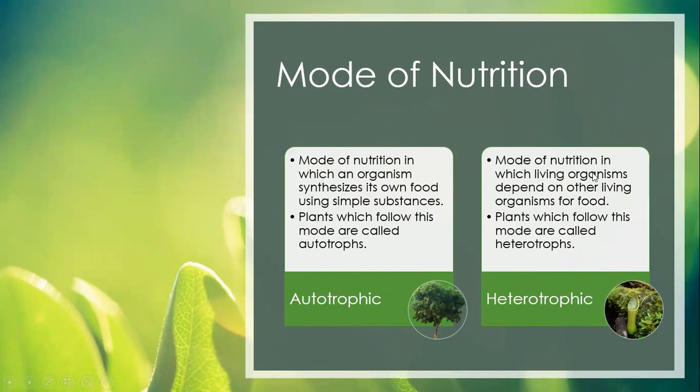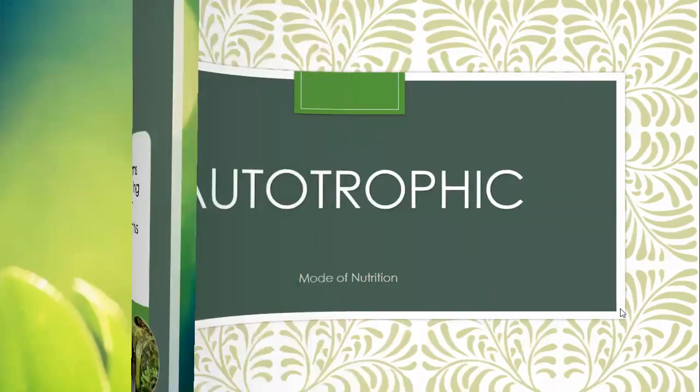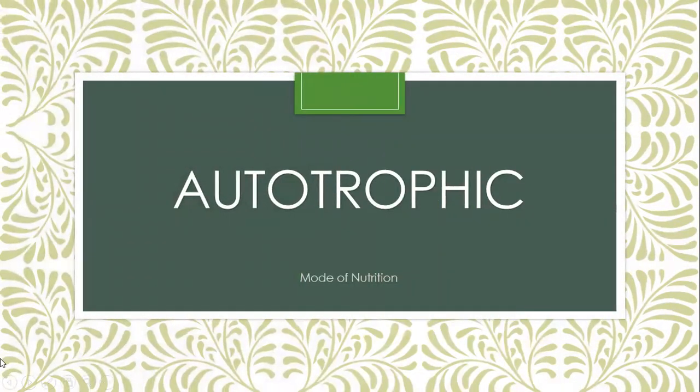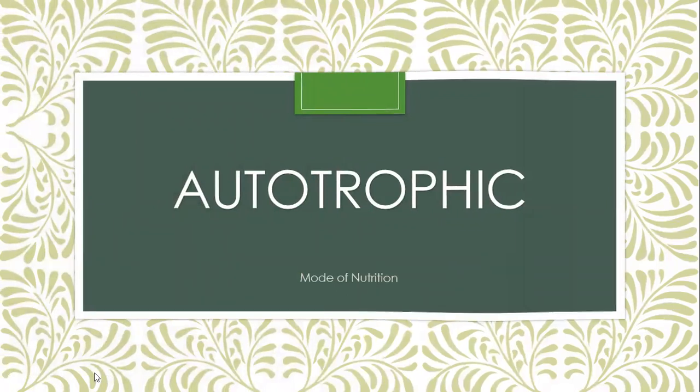The mode of nutrition in which living organisms depend on other living organisms for food is called the heterotrophic mode of nutrition. Plants which follow this mode are called heterotrophs. So next, today we are going to focus on autotrophic. Heterotrophic we are going to do in some other video.